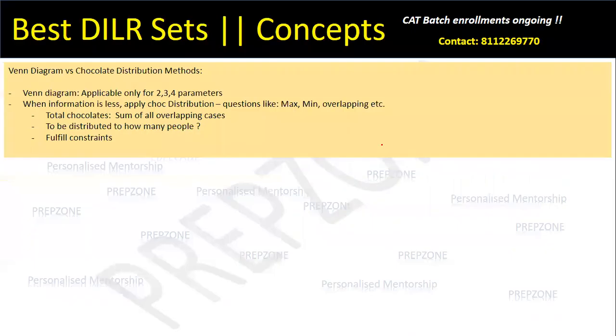Before I move on to the chocolate distribution application, first let's understand what the chocolate distribution method is and how it is really different from the Venn diagram. In a lot of questions we have information like there are 50 students who like hockey and football, there are 70 students who like hockey, football and cricket, etc, right? So there we try to apply a Venn diagram.